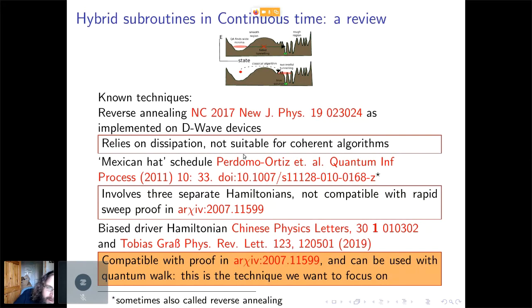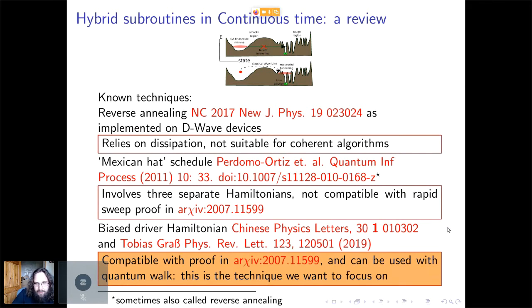So if we're talking about combining our result earlier with some hybrid algorithms, that technique's not going to fly for what we're doing. There's this technique by Perdomo-Ortiz et al. that actually involves three separate Hamiltonians, and it involves some of this sort of going back, where you turn some of the Hamiltonian terms up. So it's not compatible with our proof either.